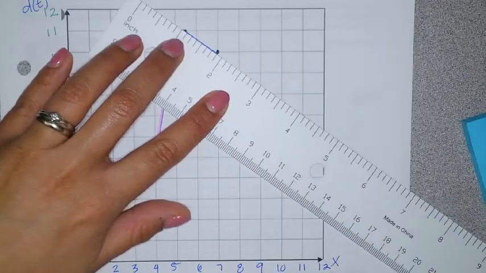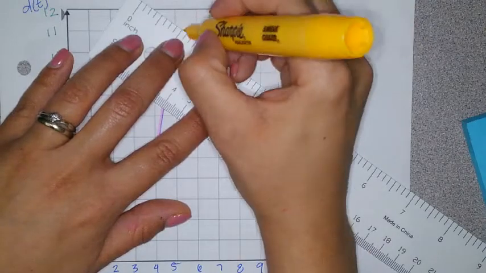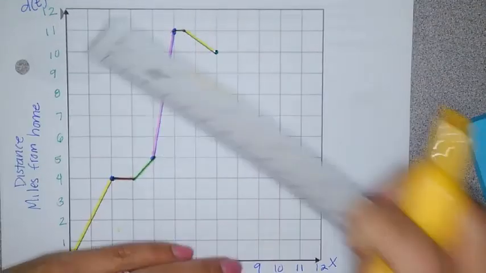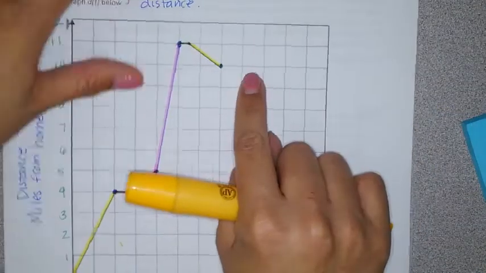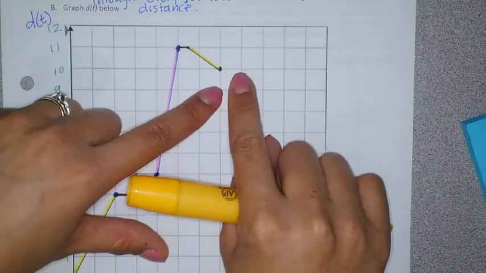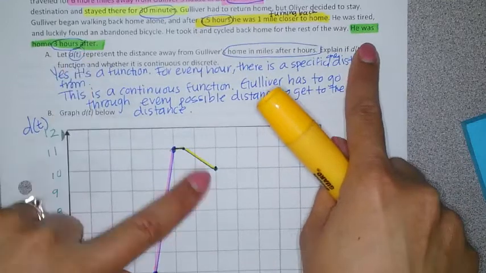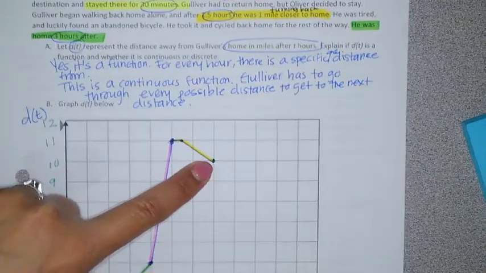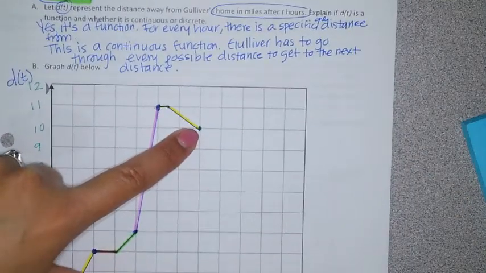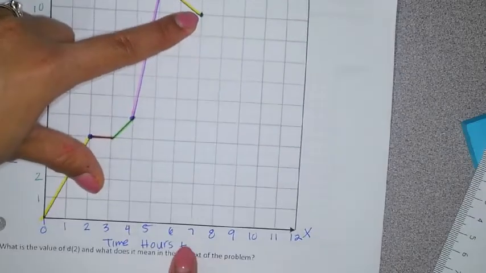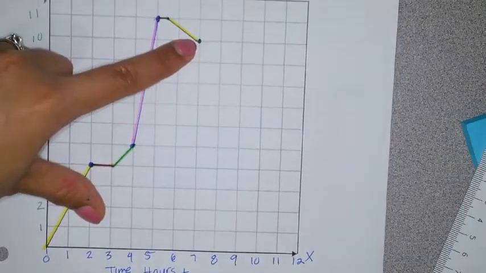Okay, and that part is in the other yellow. Okay? And then it says here that he was tired. He was home in 3 hours after he cycled back. So from there, he found the bicycle, and in 3 hours' time, he was home. That means that his distance from home will be 0 in 3 hours more.